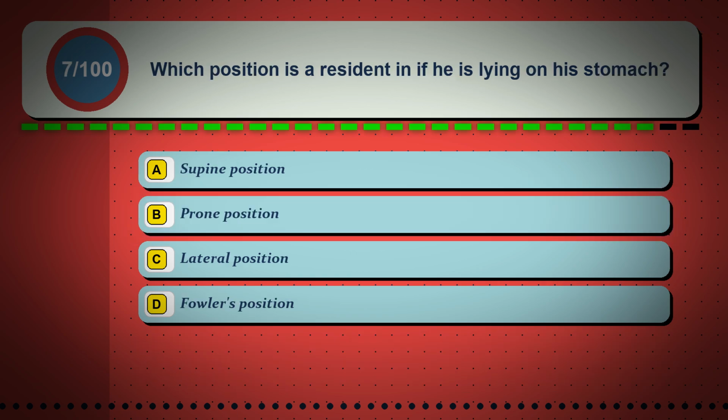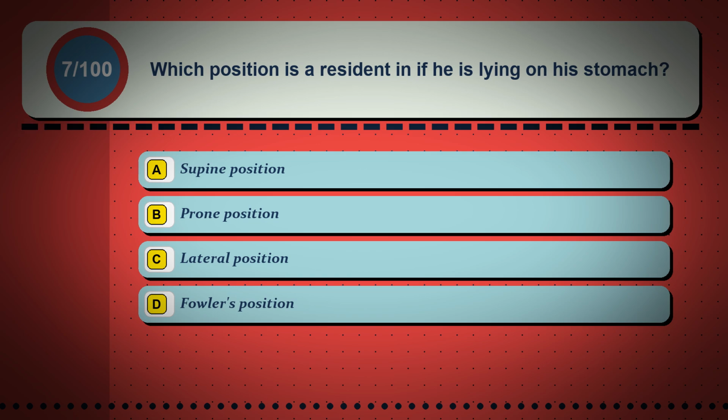Question 7. Which position is a resident in if he is lying on his stomach? Option A. Supine position. Option B. Prone position. Option C. Lateral position. Option D. Fowler's position.